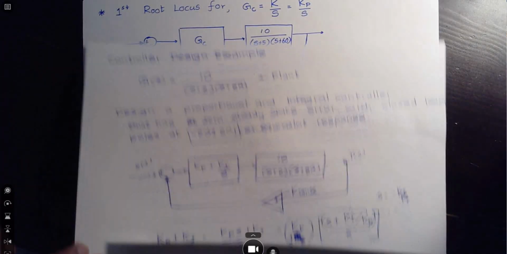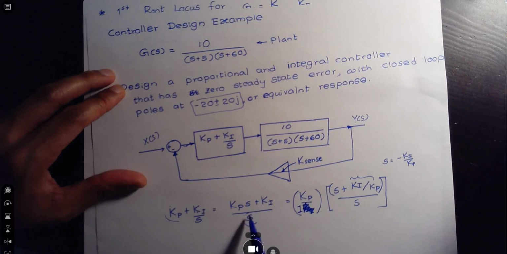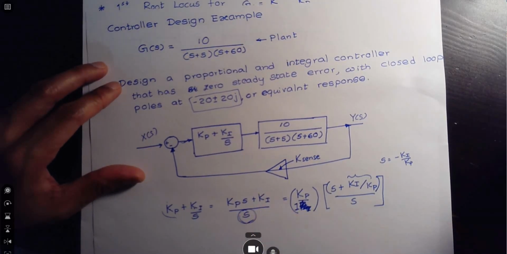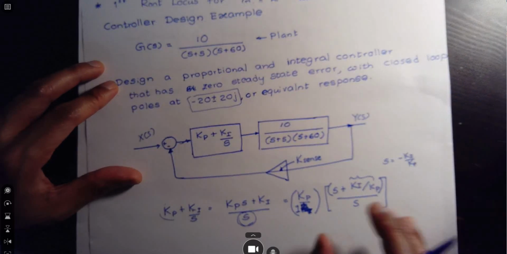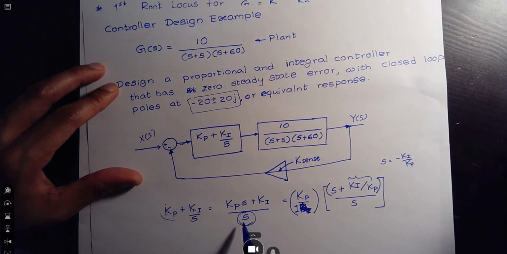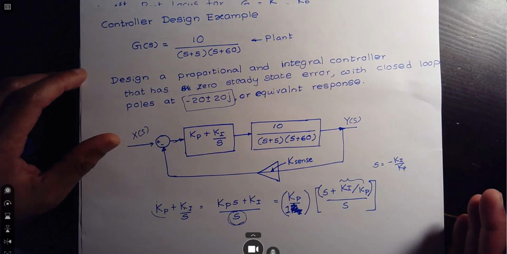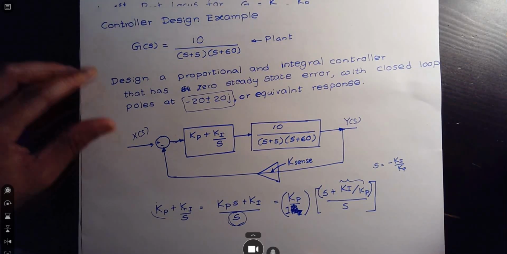controller, we are introducing this 1 over s term. You can't change that. It is where it is. So you can actually include this in your first analysis. Okay, how do we analyze? We use the root locus.